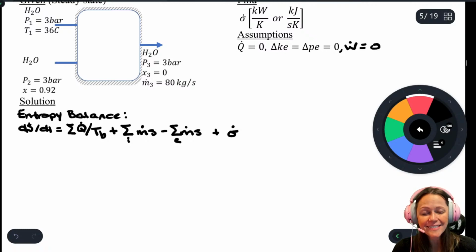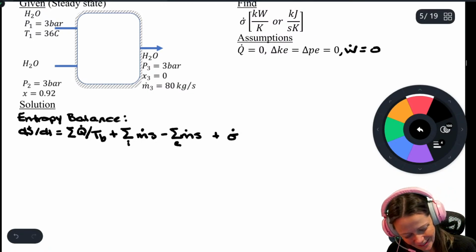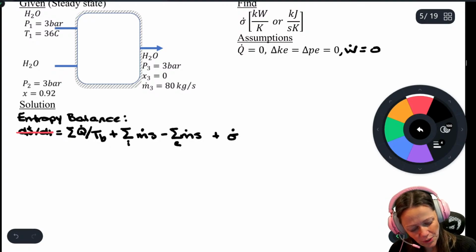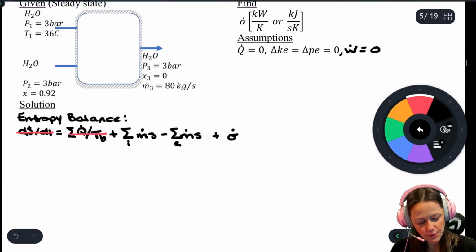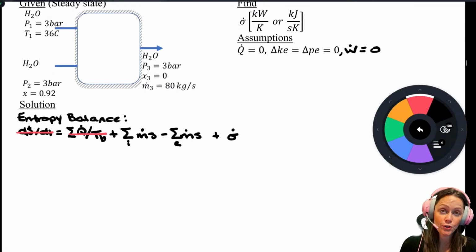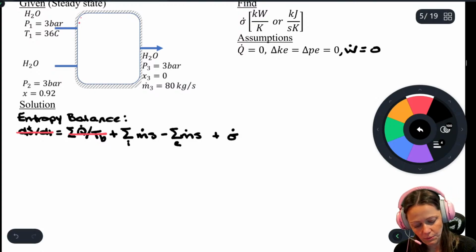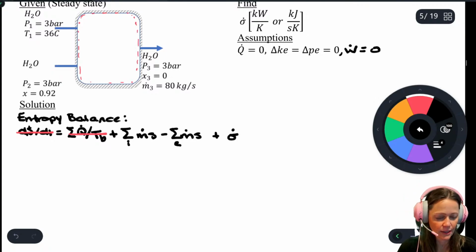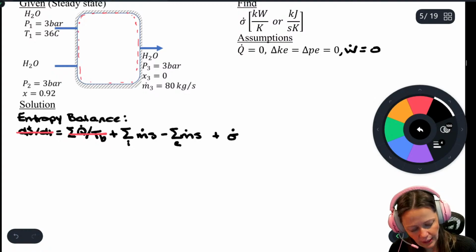So dS dt goes away. Q dot over TB goes away, so there's no heat transfer. When I say there's no heat transfer, if I draw my boundary like that, there's no heat transfer across that imaginary dotted line. And so all I've got is sigma dot.